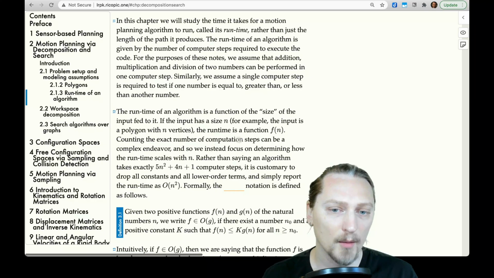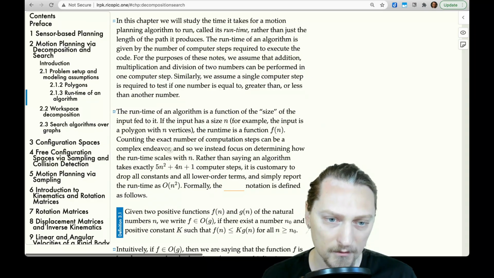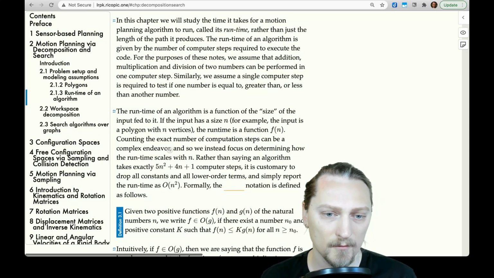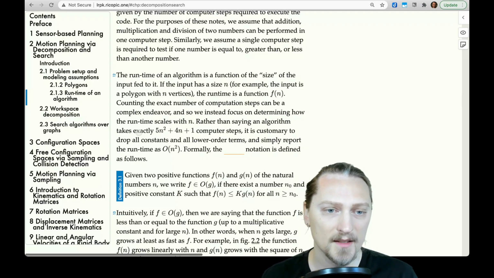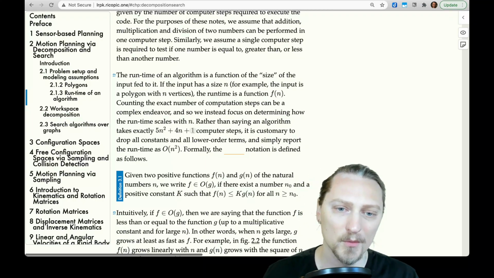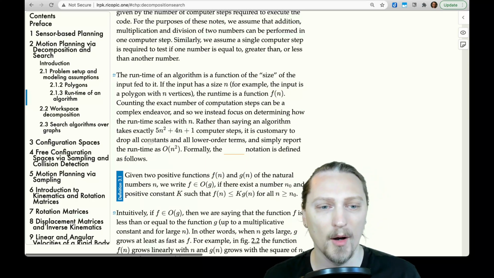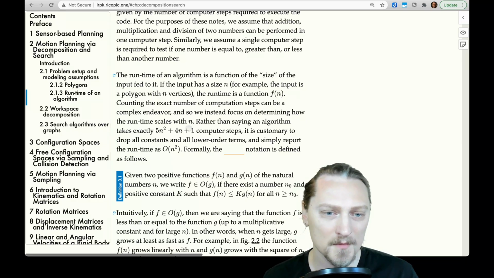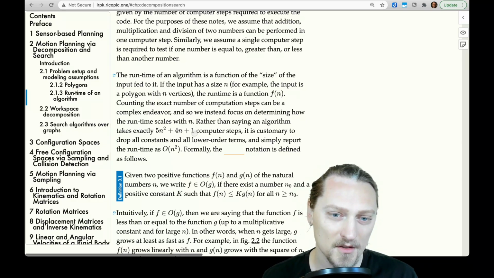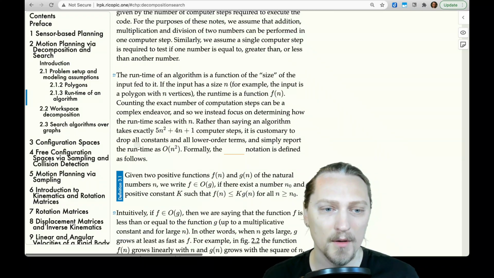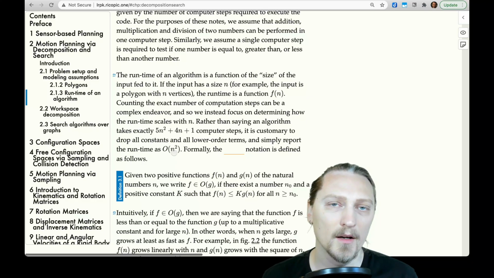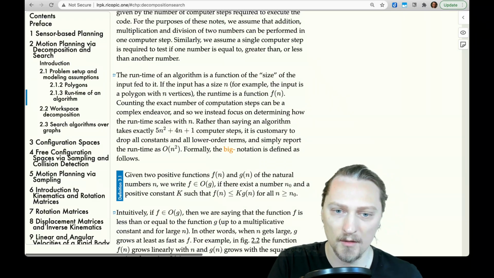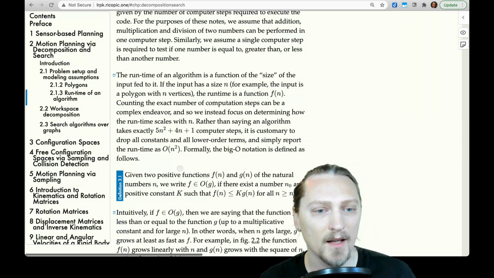Counting the exact number of computation steps can be a complex endeavor, and so we instead focus on determining how the runtime scales with n. Rather than saying an algorithm takes exactly 5n squared plus 4n plus 1 computer steps, it is customary to drop all constants like the 5 and the 4 and the 1, and all lower order terms like the 4n and the 1, and simply report the runtime as O(n squared). Formally, the big O notation is defined as follows.